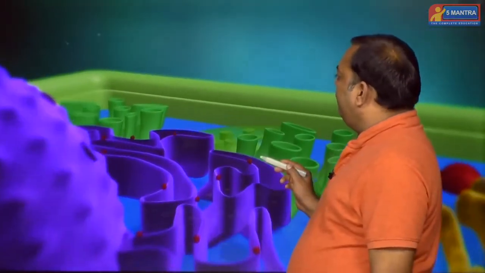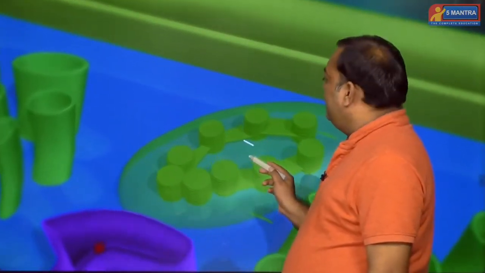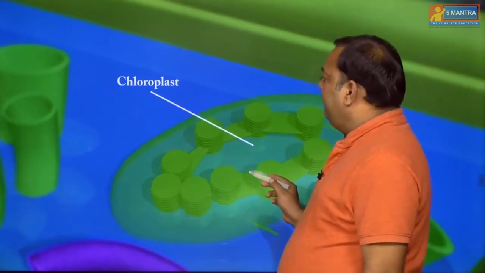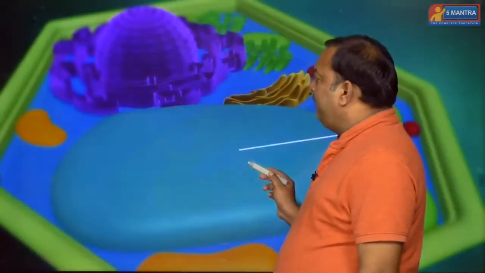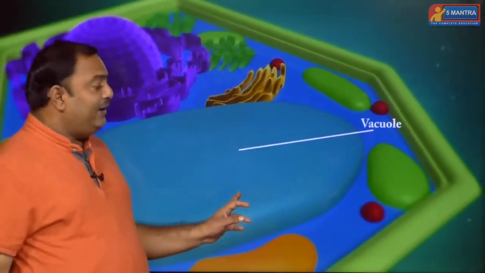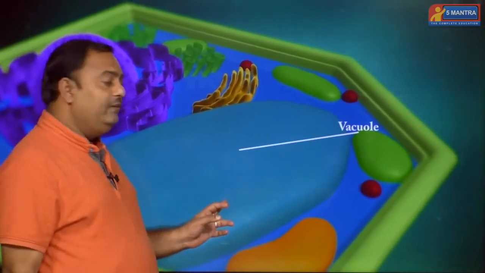Next, we'll come to one more cell organelle. You can see the green colored structure is called the chloroplast. So what is the function of the chloroplast? Mainly they are helpful in photosynthesis. They trap the solar energy and convert it into chemical energy. So this is a vacuole. It is bigger in structure and is filled with water.